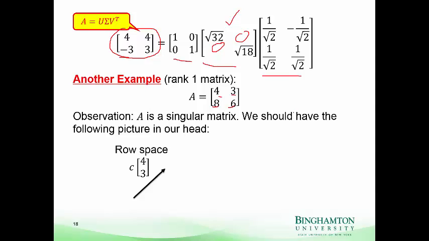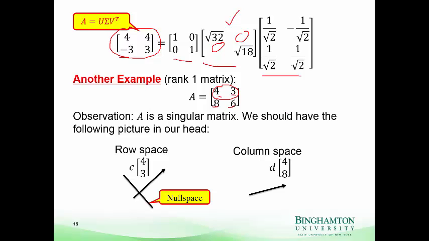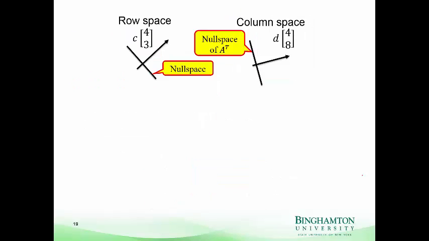And so here's the picture that we have in our head of our spaces. The row space will be spanned by this vector. We could pick the other one if we want. The null space will be perpendicular to that, so we just draw it there for now. The column space, we can pick this as our column for that. We could just as easily have picked this one. They will lie on the same line. The number C here and the number D here just show that we take all scalar multiples of this single vector. And we know that the null space of A transpose will be orthogonal to that. So we haven't yet figured out what these two null spaces are. So let's take a look at that.